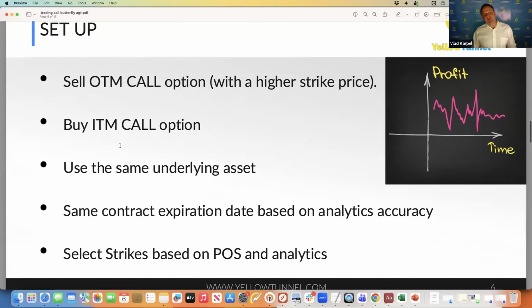So again, out of the money, in the money, you have to have a view on the market, right? Butterfly is considered to be a market neutral strategy, but that means that you think the stock is just going to stay where it is now.